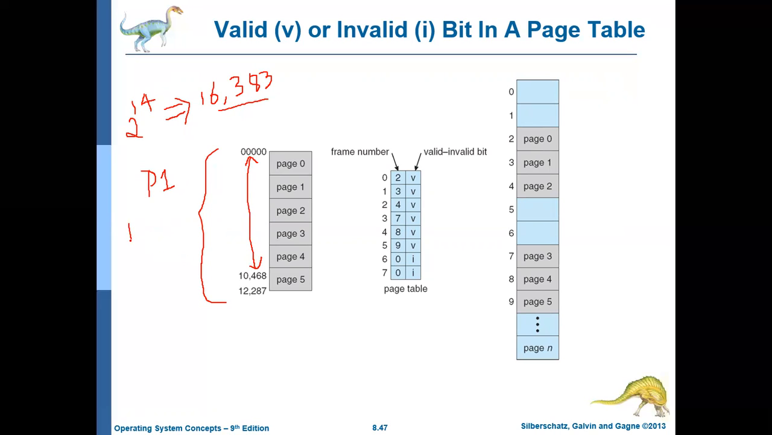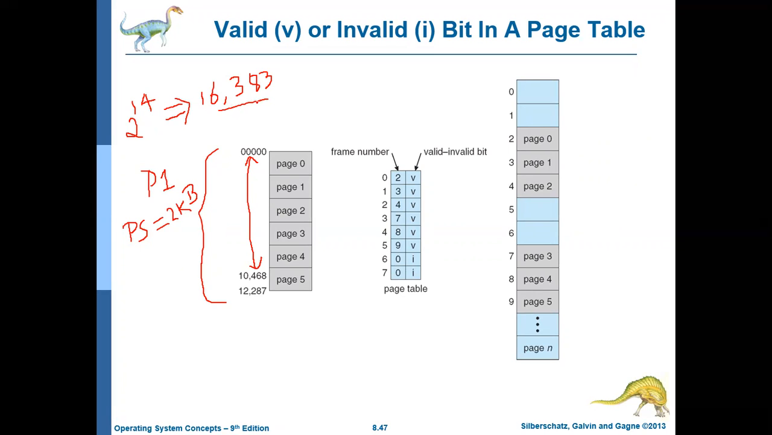And let us assume the page size is 2 kilobytes. So this is the scenario. The logical address space is 2 to the power 14 locations. 14 bits are used to address the logical address. So totally it can address this many locations, 2 to the power 14 locations, 16,383 locations.